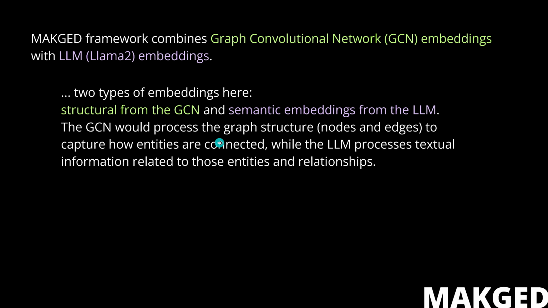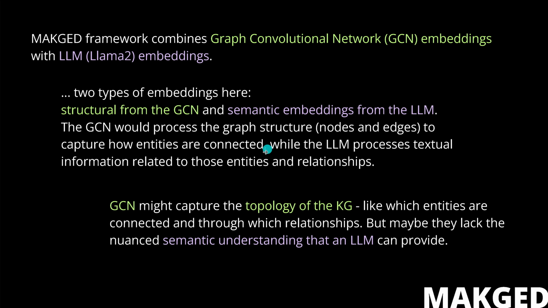So the GCN would process here the graph structure, our nodes and edges, to capture how the entities are connected, while the LLM, think about it, the LLM processes the textual semantic information related now to those entities and those relationships. If you think a little bit more mathematically, we can capture now the topology of the knowledge graph through our GCN, like which entities are connected to which other entities and through which relationship, the kind of edges, the intensity, and whatever we have. But maybe they lack here the nuanced semantic understanding that an LLM can provide.